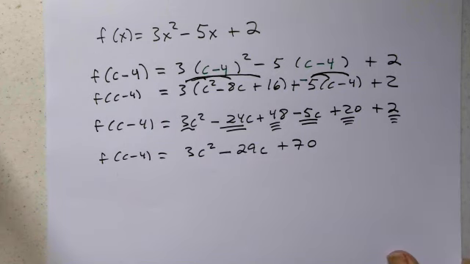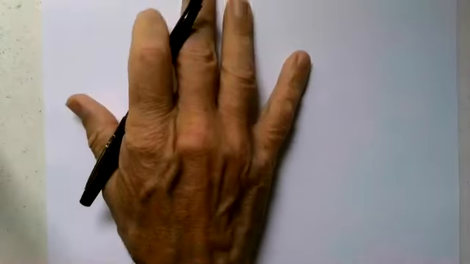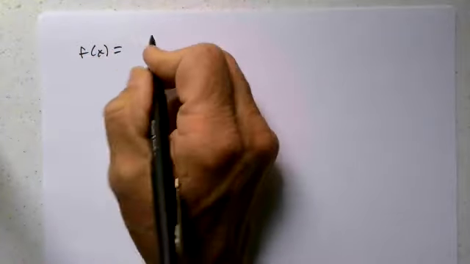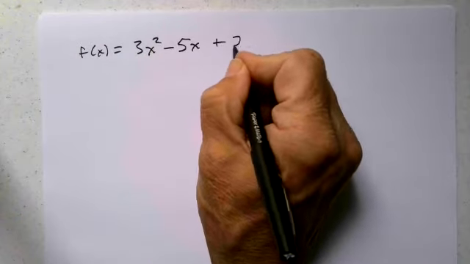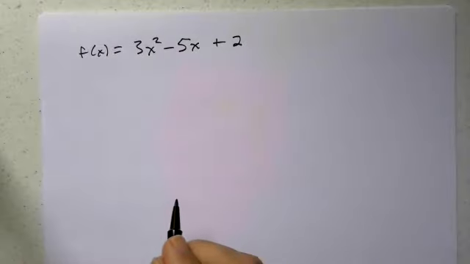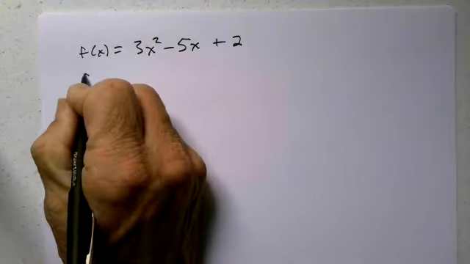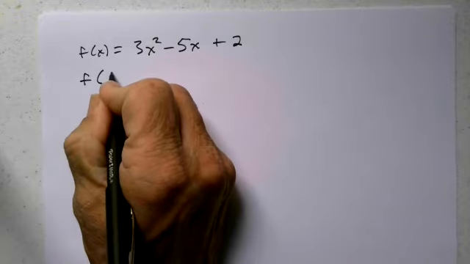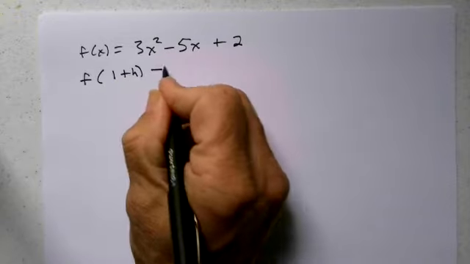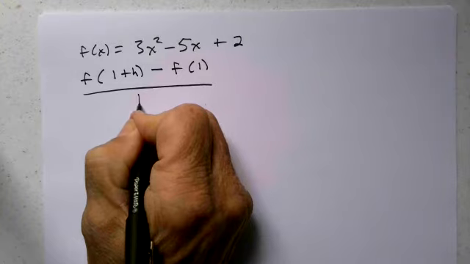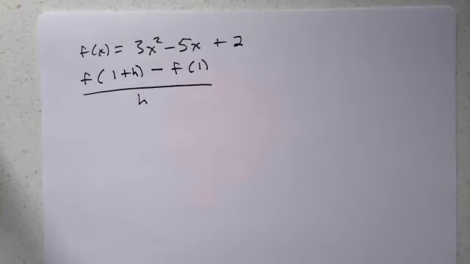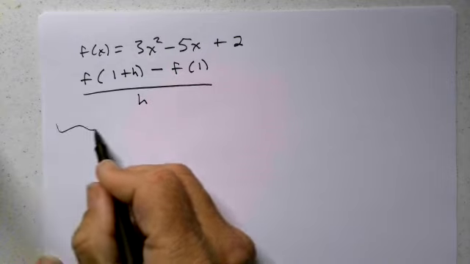Now, what I would like to do is the following. Same function, f of x is equal to 3x squared minus 5x plus 2. And this time what I want to find is f of 1 plus h minus f of 1, all over h. That's my goal. So to do this, I'm going to break it up into pieces.